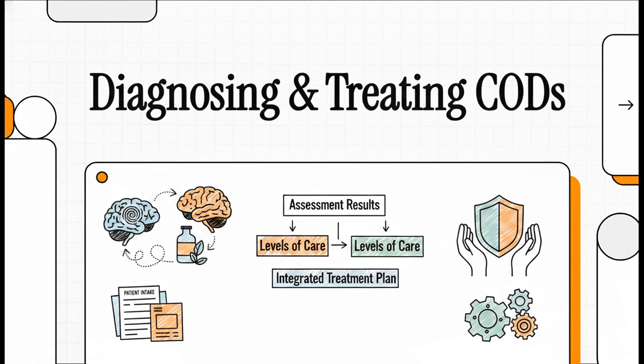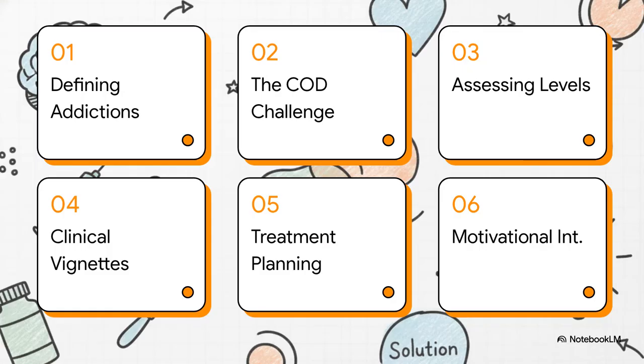We're going to review assessment results, determine levels of care, and map out integrated treatment plans. Okay, let's dive into this clinical masterclass journey. We'll be moving from abstract theory down to highly specialized treatment planning. We're going to start by defining addictive behaviors and tackling the co-occurring challenge. Then we'll move right into assessing levels of care and looking at some real-world clinical vignettes. Finally, we'll wrap up with integrated treatment planning and how to effectively engage patients using motivational interviewing.